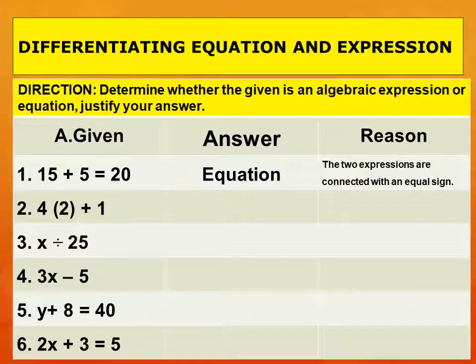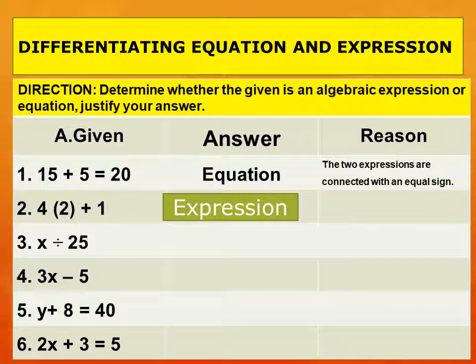But let's discuss first the first given, which is 15 plus 5 is equal to 20. So the answer for that is equation. Why? The two expressions are connected with an equal sign. Now let's take a look with number 2, 3, and 4. So number 2, that is expression: 4 times 2 plus 1.